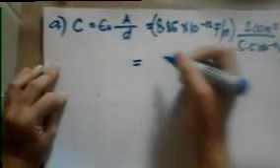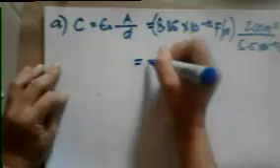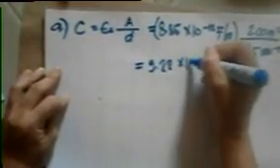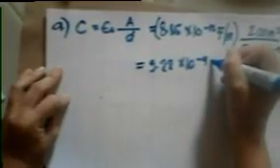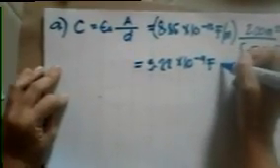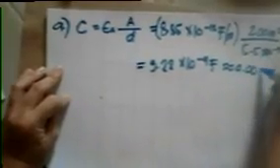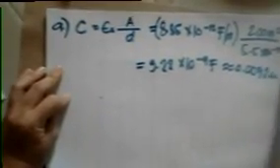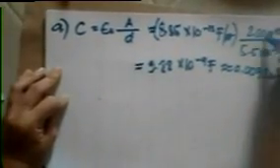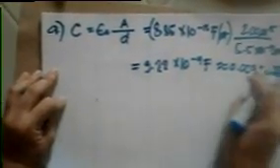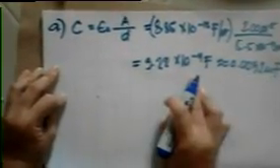Our capacitance now is equal to 3.22 times 10 to the negative 9 farad, or equal to 0.0032 microfarad. Cancel our m here and the other m, so we are only left with the unit farad.